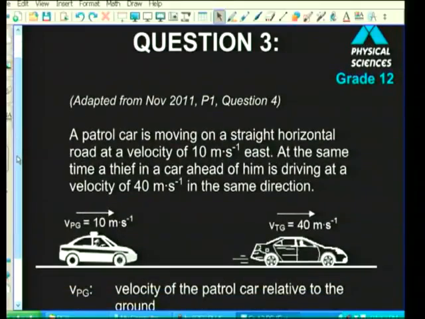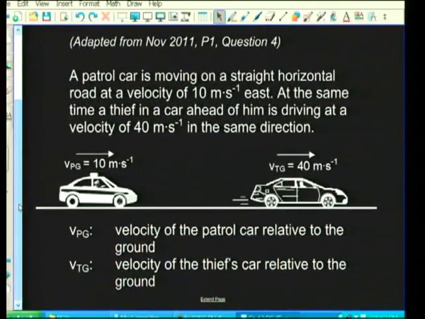Welcome back, grade 12s. We're going to continue this lesson on vertical projectile motion and momentum with another question. This is involving a car chase. A patrol car is moving on a straight horizontal road at a velocity of 10 meters per second east. At the same time the thief in a car ahead of him is driving at a velocity of 40 meters per second. He's speeding in the same direction. Now that's critical.